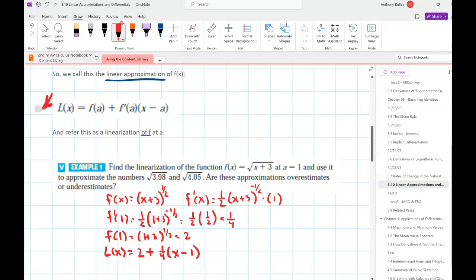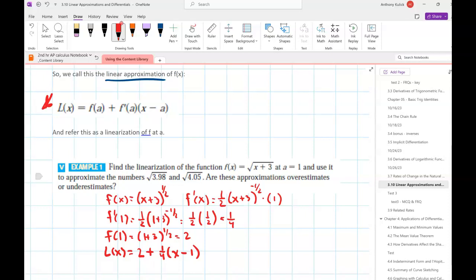I'm just filling in here, right? But what did I really do? I just wrote the equation for the tangent line, right? That's all I did. Am I going to memorize this linearization equation? No, because all I'm doing is writing the equation for a tangent line.